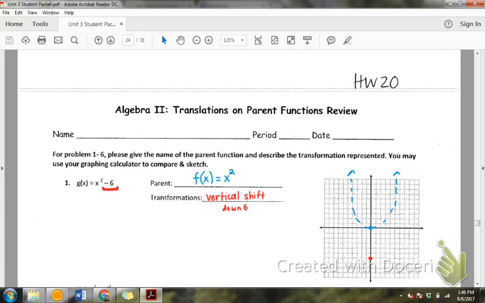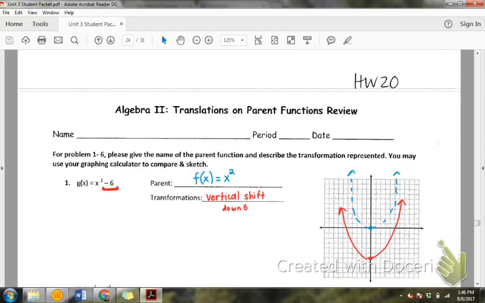Is it still going up? It's still opening up, right? Because I didn't change this to be negative. My A value is still positive. But now I'm confused. Okay, ask your question. Because if it's a positive 6, why am I going down?